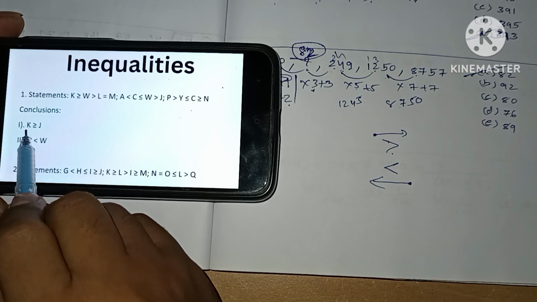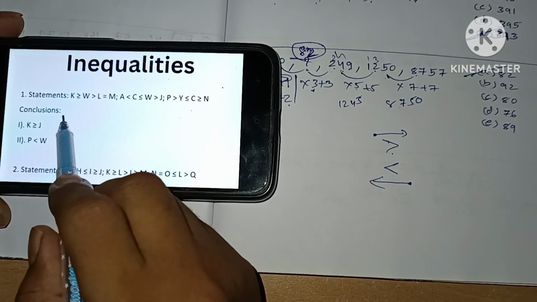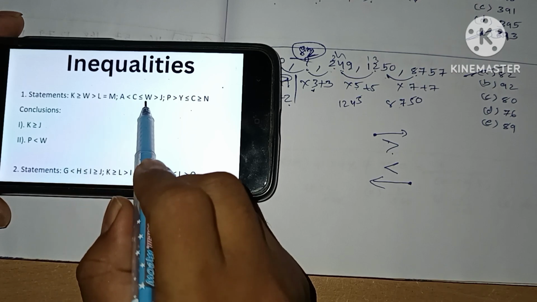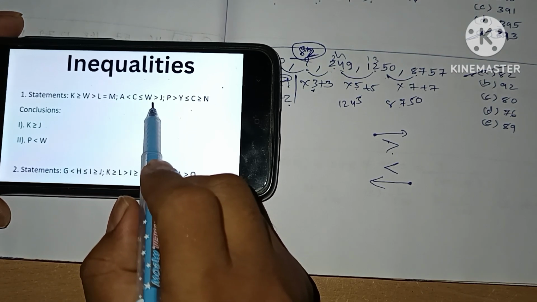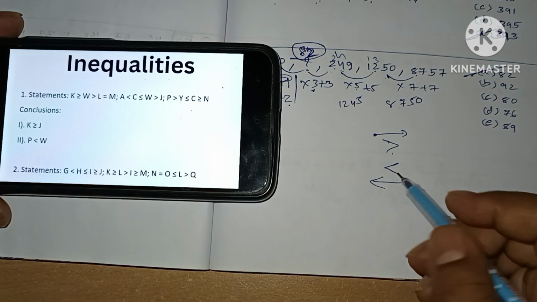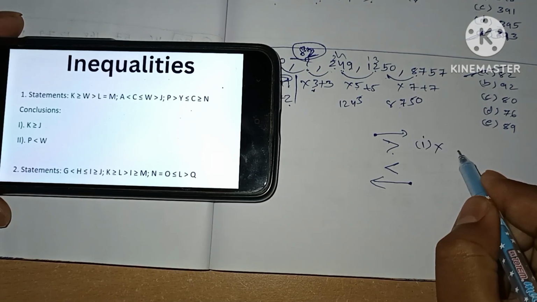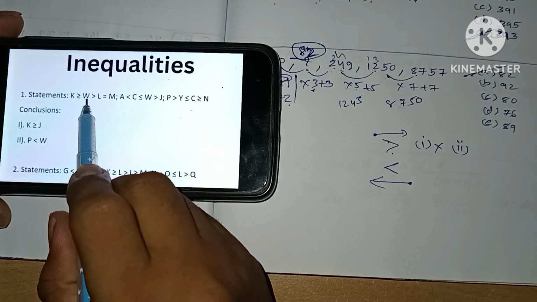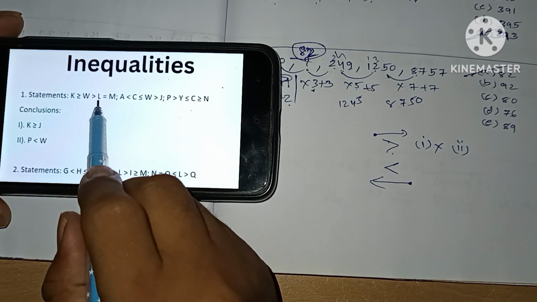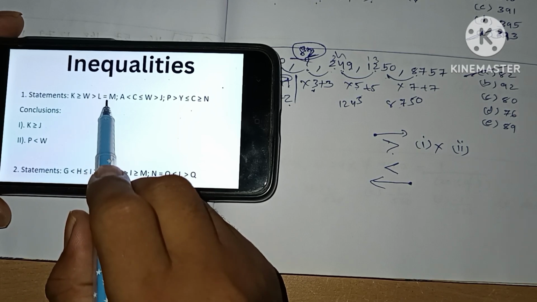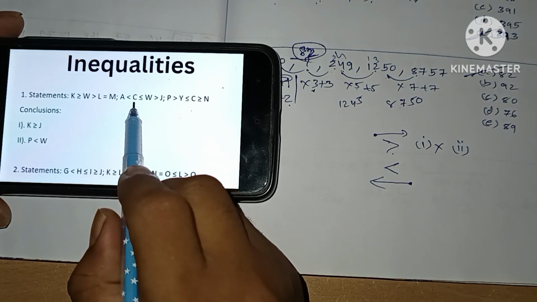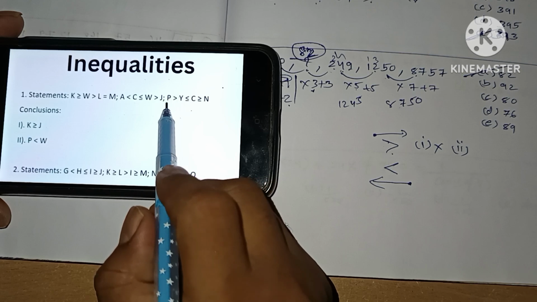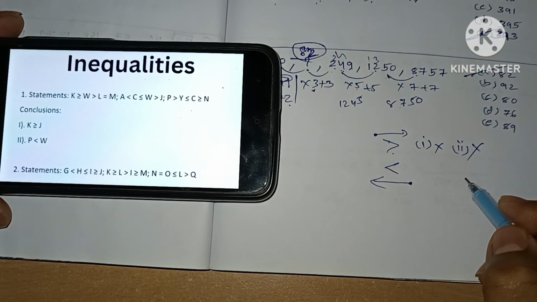Conclusion 1, the flow from K to J with everywhere equal to also. From K we can reach to W. From W we can reach to J, but there is missing of equal to here. So first conclusion will be false. Let's see second conclusion. The flow from W to P. From W we can reach to L and M. From W we can reach to C. From C we can reach to Y but not to P. So second conclusion is false.